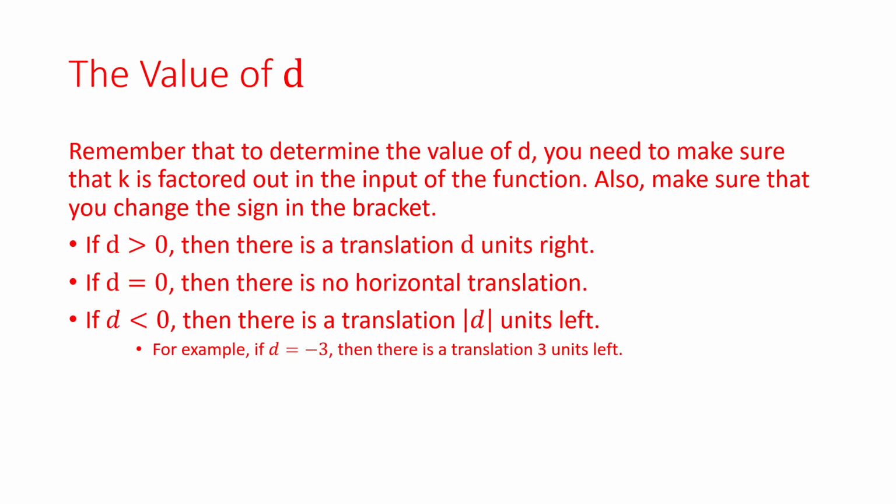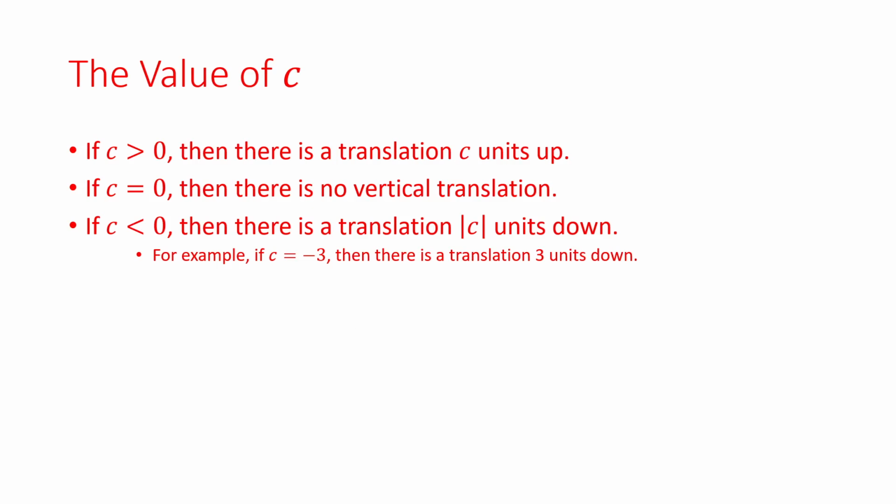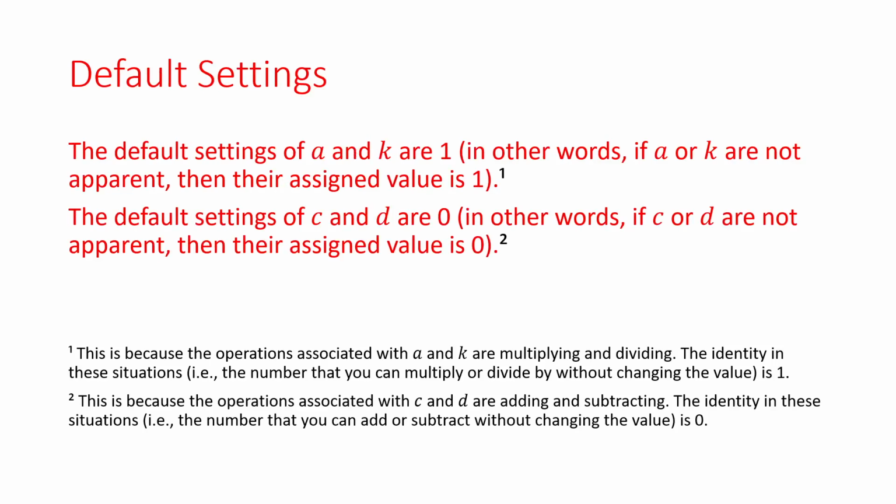Now the value of d. Remember that to determine the value of d, you need to make sure k is factored out in the input of the function, and make sure you change the sign in the bracket. If d is greater than 0, there's a translation right. If d is less than 0, there's a translation left. And then we talk about the value of c. If c is greater than 0, there's a translation up, and if c is less than 0, there's a translation down. Default settings. The default settings of a and k are 1.